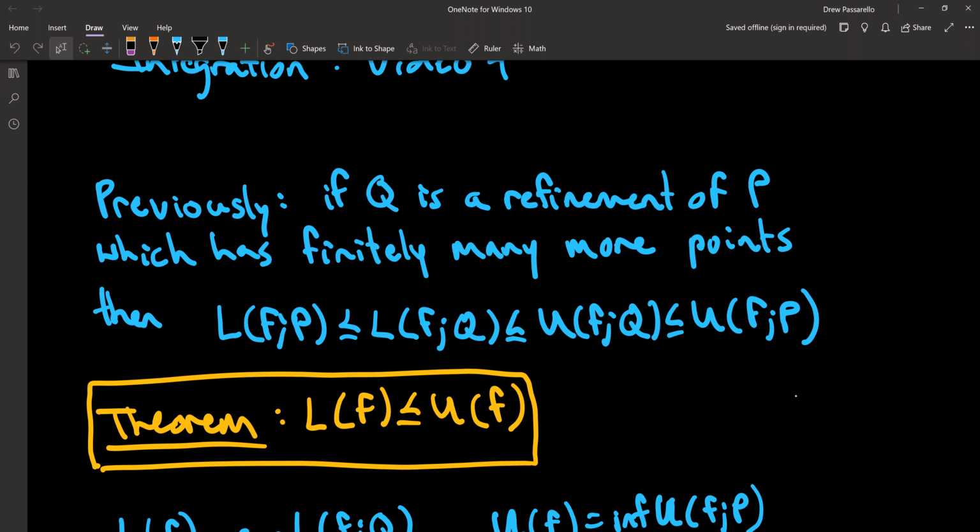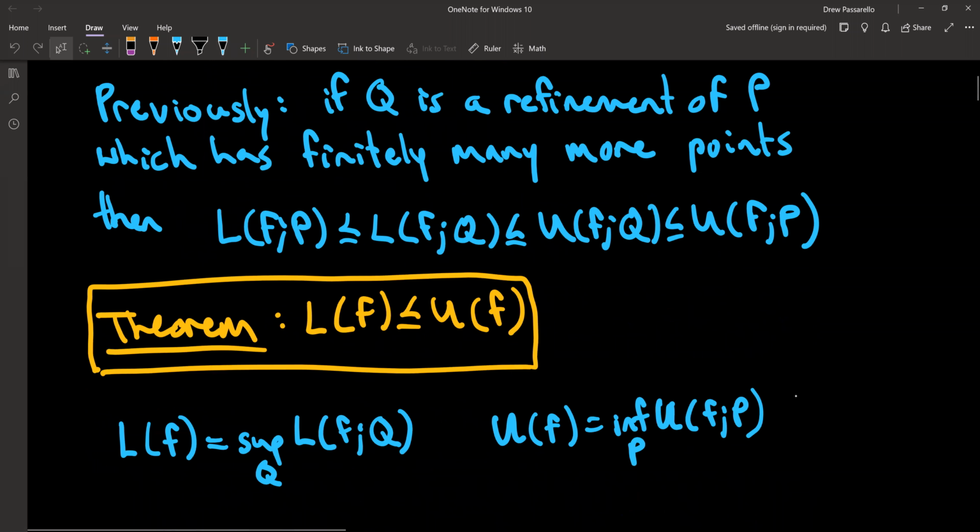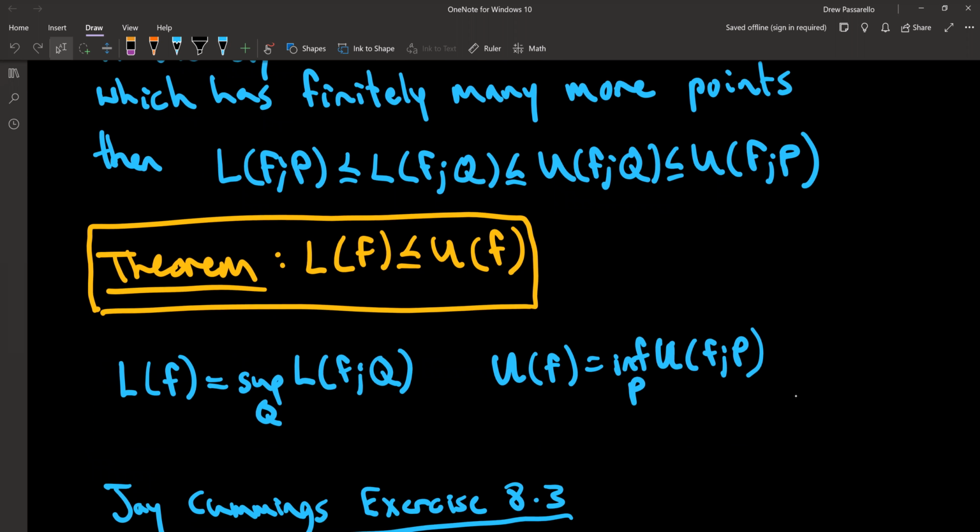All right, so I have the proof of this theorem written out. The theorem is: L of F is less than or equal to U of F. Recall that L of F is the supremum of the lower sums for all partitions, in this case I'm calling it Q so that it can be any partition. And U of F is the infimum of the upper sums of all partitions P.